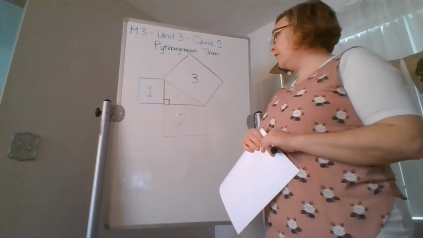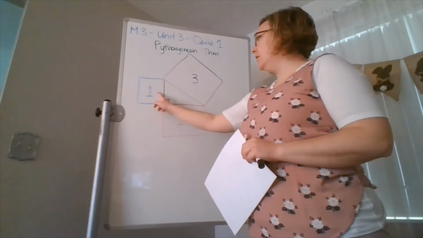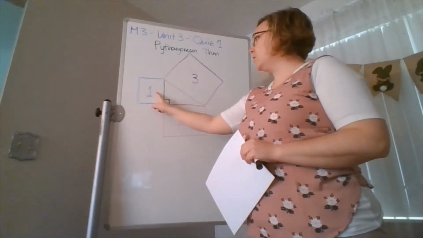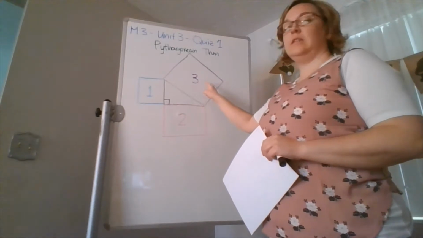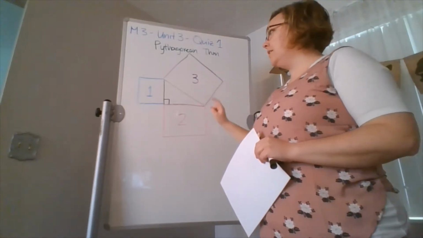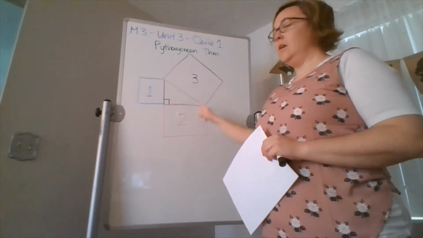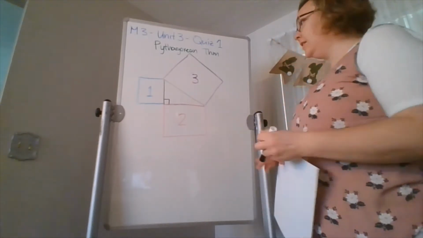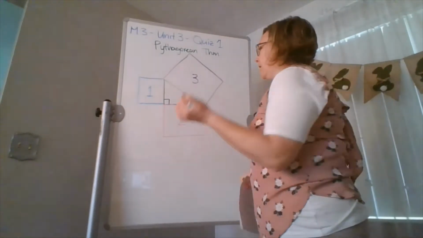The Pythagorean Theorem teaches us that the squares of the two sides, the two legs of our right triangle, so the area of square 1 and the area of square 2, are equal to the area of a square made from the hypotenuse. So again, that's the area of square 1 plus the area of square 2 equals the area of square 3. This really is where our a squared plus b squared equals c squared comes from.